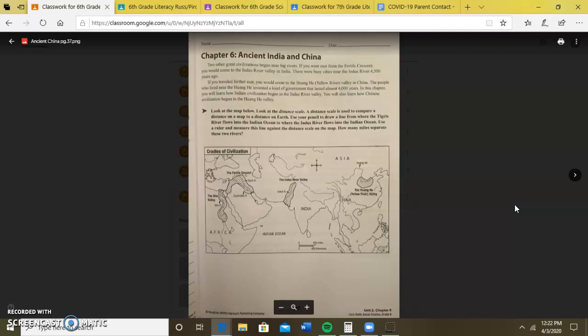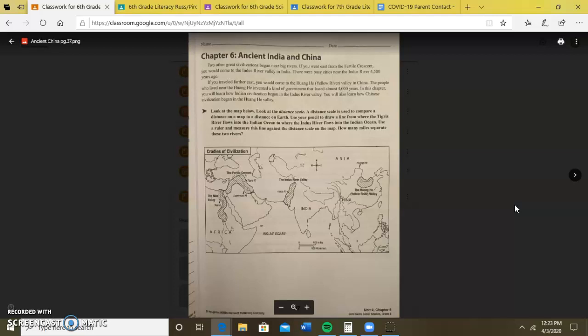Two other great civilizations began near big rivers. If you went east from the Fertile Crescent, you would come to the Indus River Valley in India. There were busy cities near the Indus River 4,500 years ago. If you traveled far east, you would come to the Huang He, Yellow River Valley in China. The people who lived near the Huang He invented a kind of government that lasted almost 4,000 years.